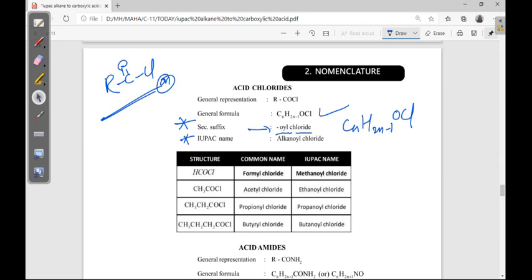If bromine is there, bromide. Then the IUPAC name is alkanoyl chloride. See examples. If 1 carbon is there, formyl chloride is the common name. In case of the IUPAC name, methane plus oyl chloride. Okay, methanoyl chloride.